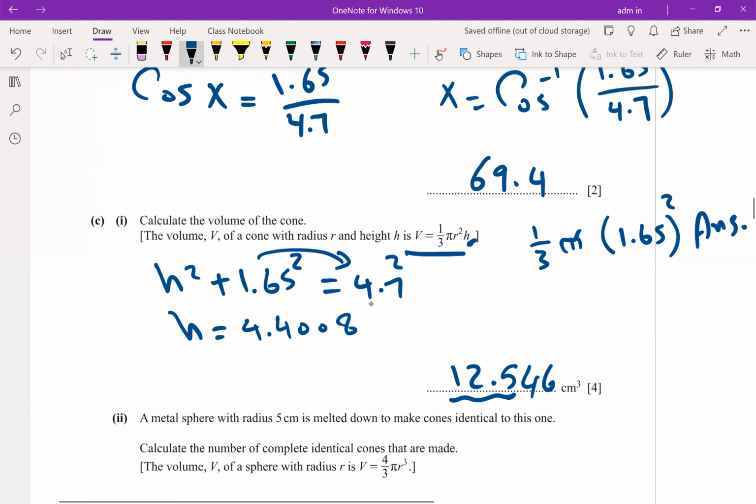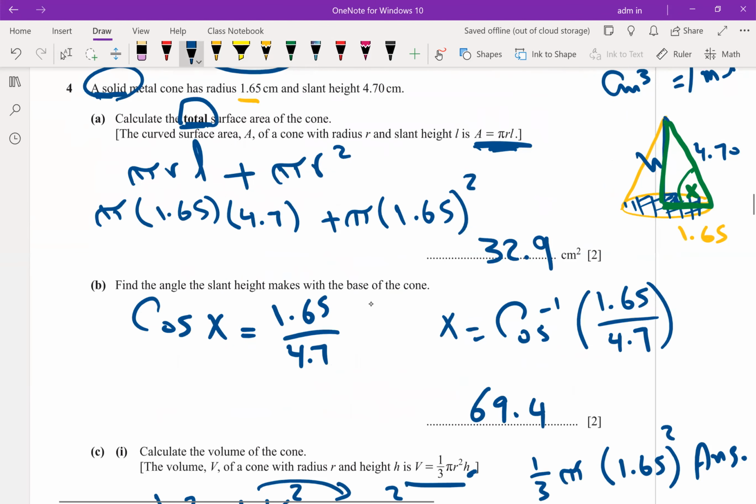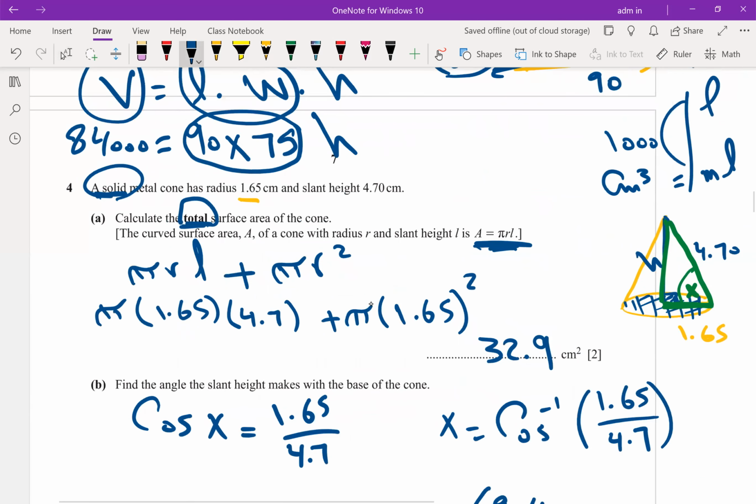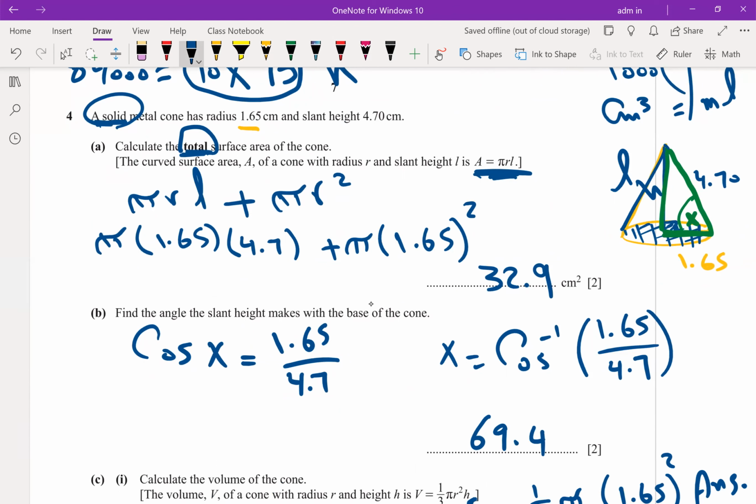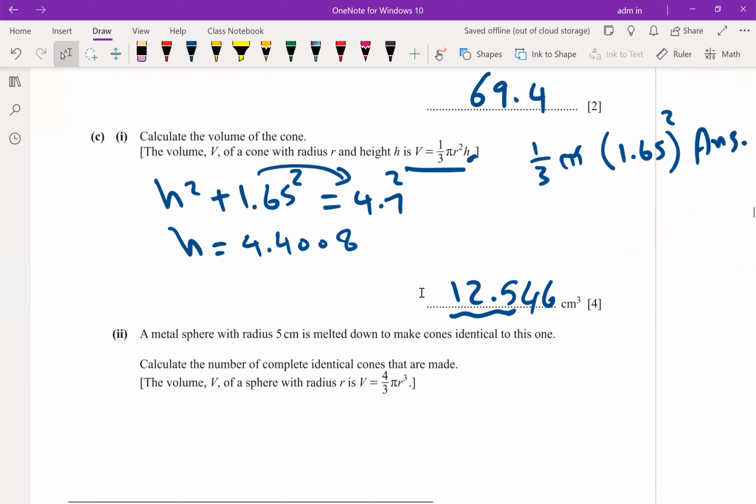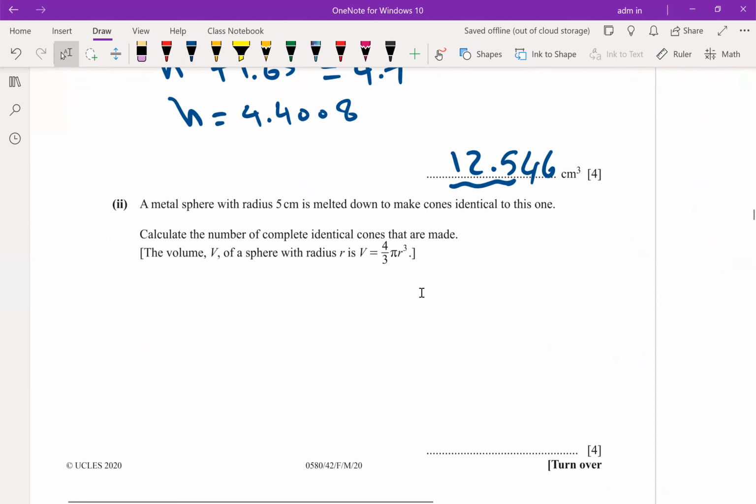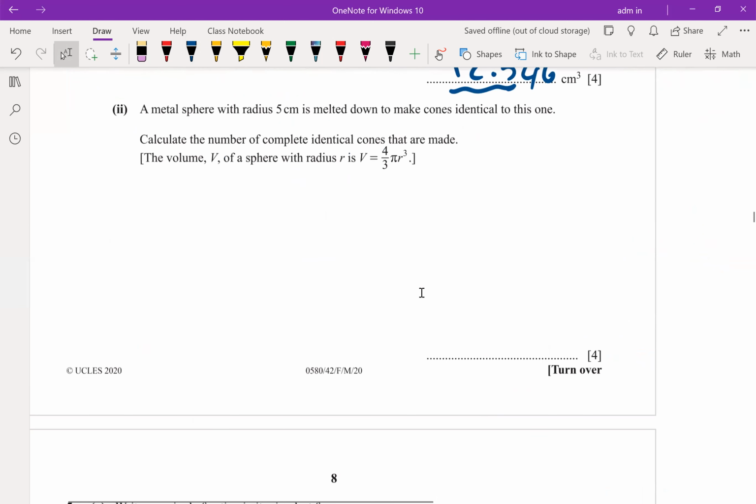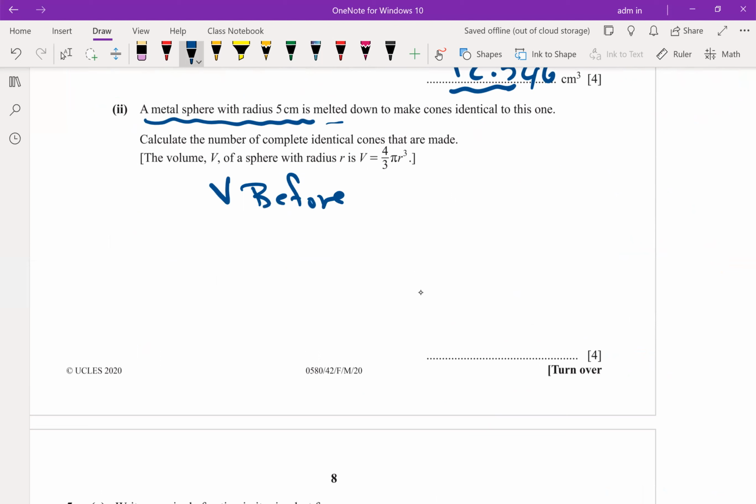Show the difference between area and volume. For areas, we use the slant height. But for the volume, we use the perpendicular height. So you have to find the perpendicular height before finding your volume. Clear? Okay. Question part 2. Metal of a sphere, radius 5 centimeters, is melted. Right, please. Volume before melting is equal to volume after melting.